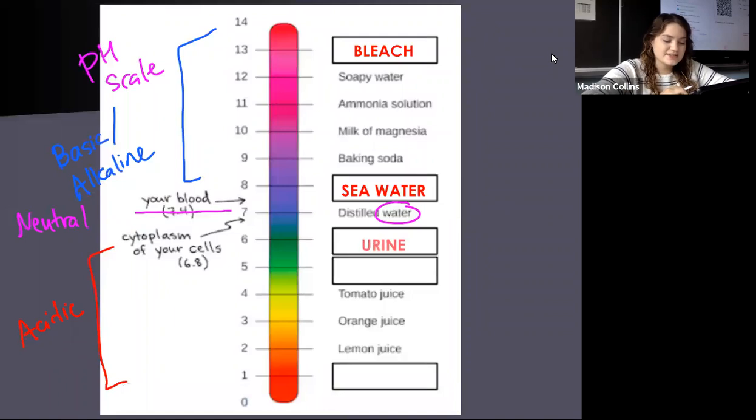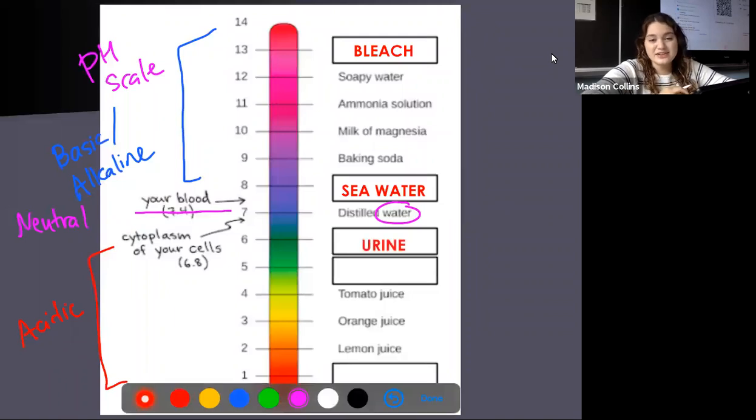Number 6, a pH of 6, is urine. So urine is mainly composed of water, so that's why it's close to 7. But because of the different ions and things that it contains, it's actually going to be a little bit more acidic. So that's why we place it at a pH of 6, because of that acidic content. But it's not very acidic, which is why it's closer to 7.